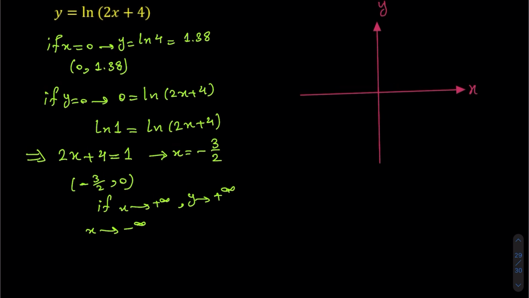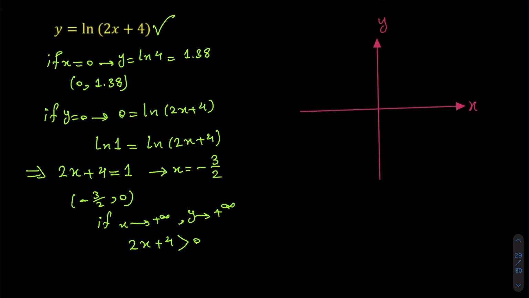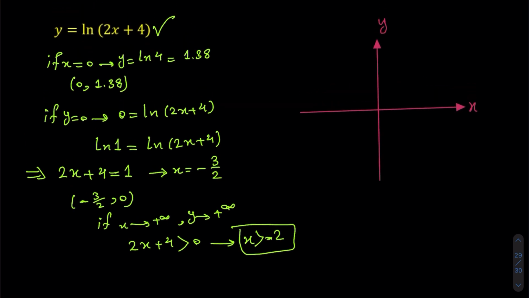Instead, we can say here, so let me erase this part. We can say 2x plus 4 must always be positive to make this equation valid. Okay? So therefore, x has a limitation. x should always be larger than negative 2. Okay? So that is important. x should always be larger than negative 2. All right, so this is the analysis we can do now.